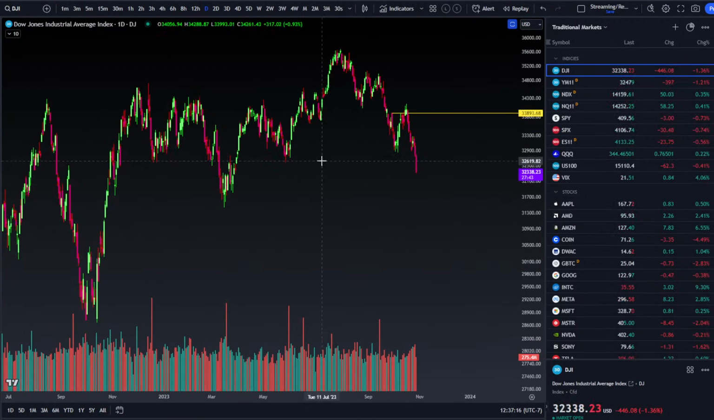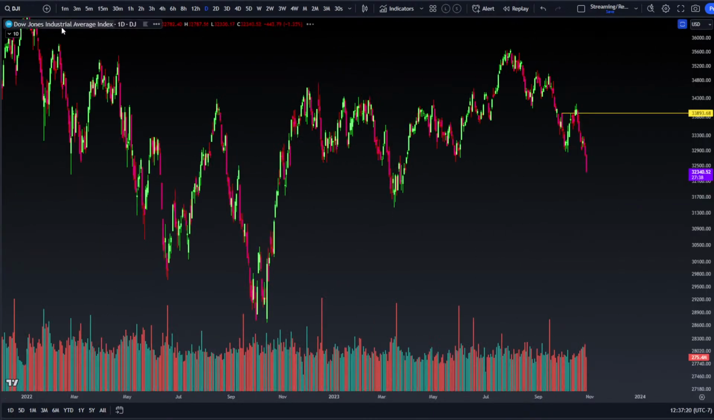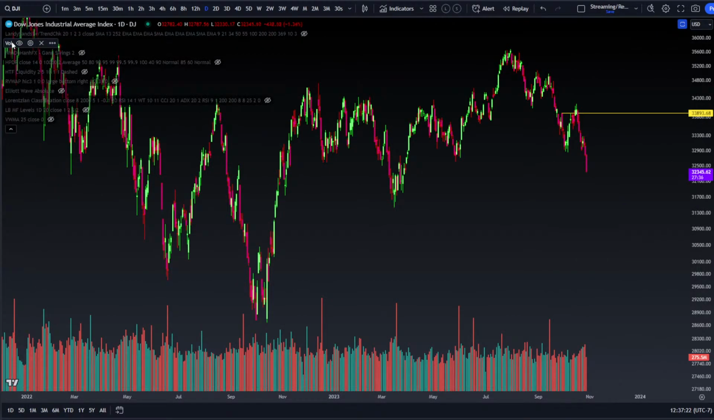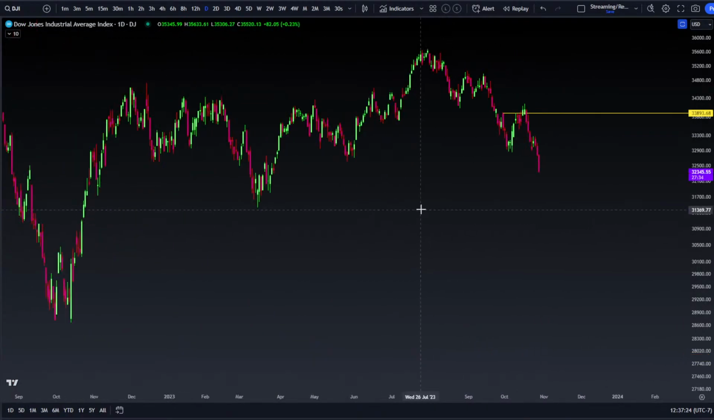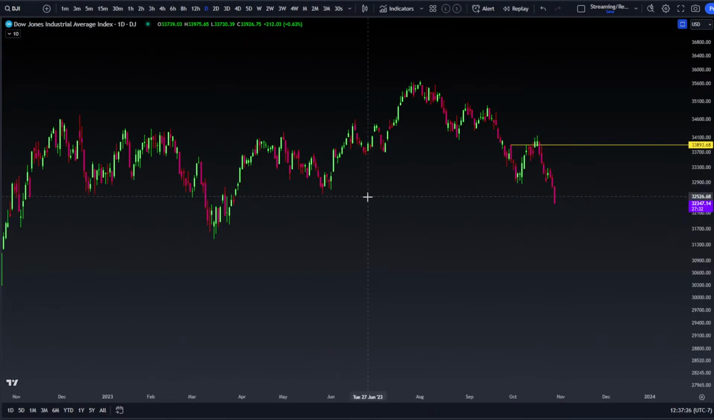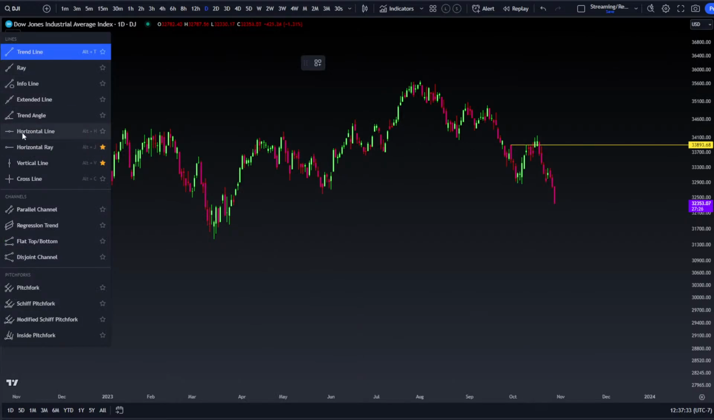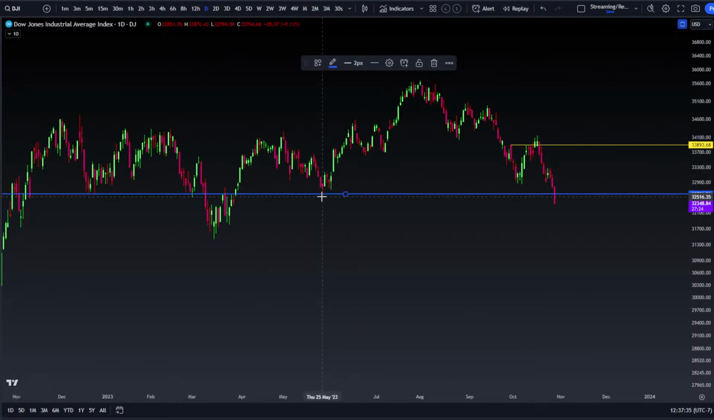So below this low over here, what did I want? I don't want volume. The next big area below this low, let's just throw on a horizontal, is 32,586. Then that was the low and the high.